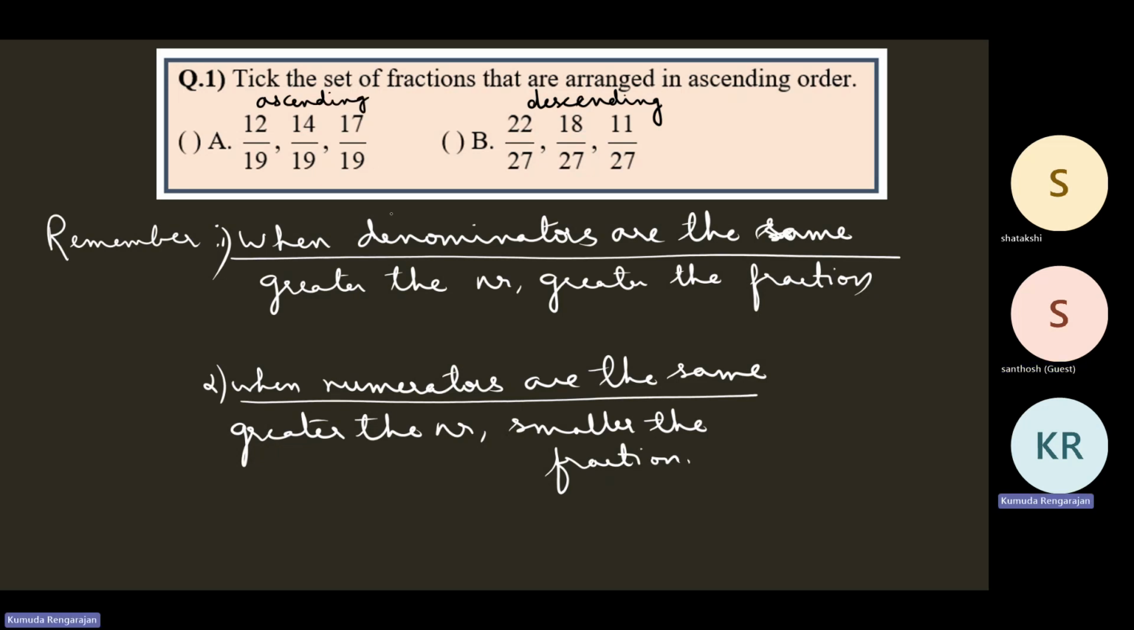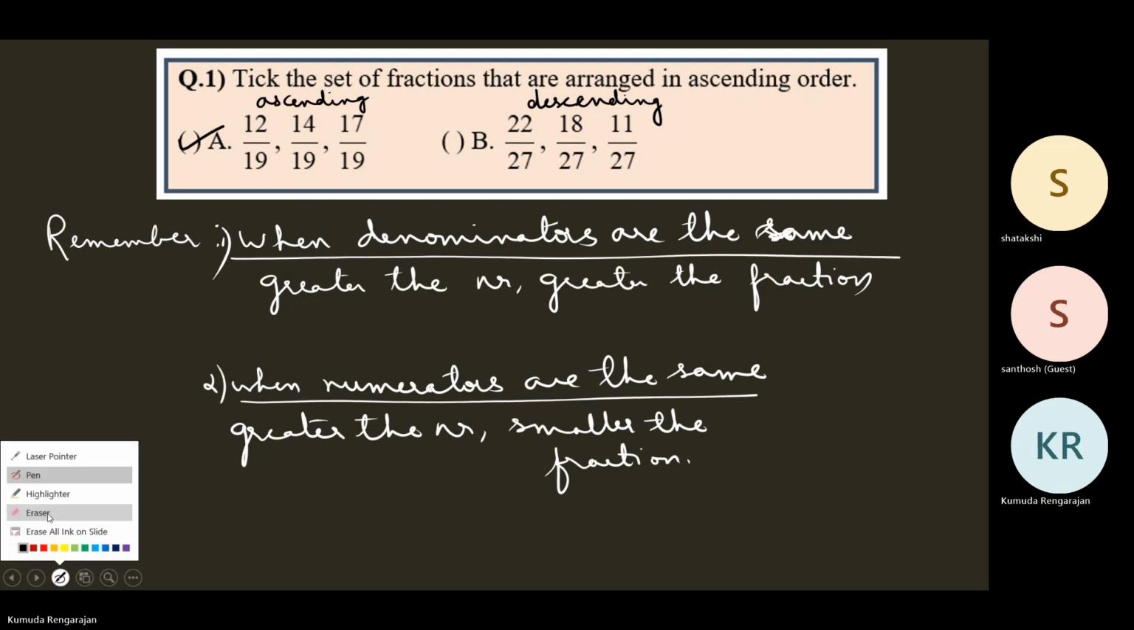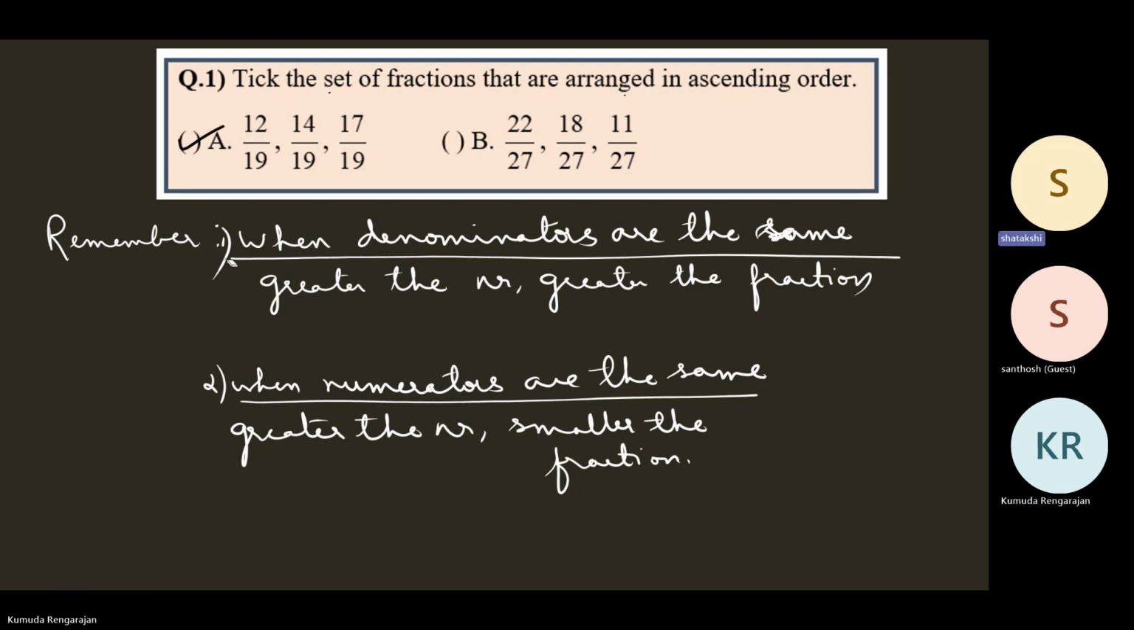So the question is to select which one is in the ascending order. So the first one. They are just like fractions, ma'am. Yeah, since they're like fractions, you can directly compare since the denominators are the same. So you can compare the numerators. If the numerator is big, that fraction is big. So this one is perfectly in the ascending order. The second one is in the descending order.